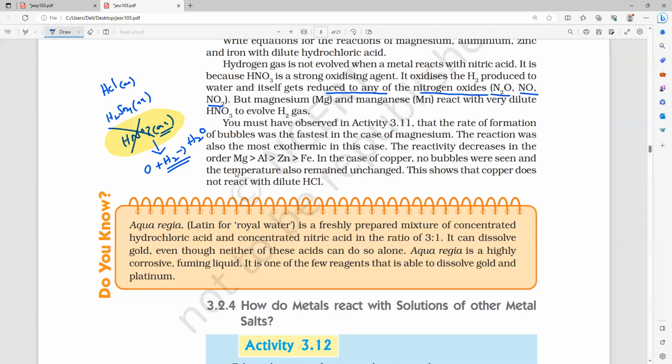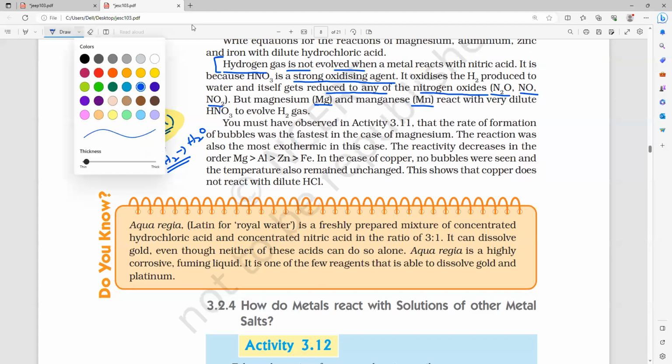Because of its strong oxidizing nature, very important: hydrogen gas cannot be evolved. Please mark it from here to here. Only two metals will release hydrogen gas. What are the two metals? Magnesium and manganese. The two equations I have also given you. Am I right or wrong? The two equations, given or not? You should learn the two equations.